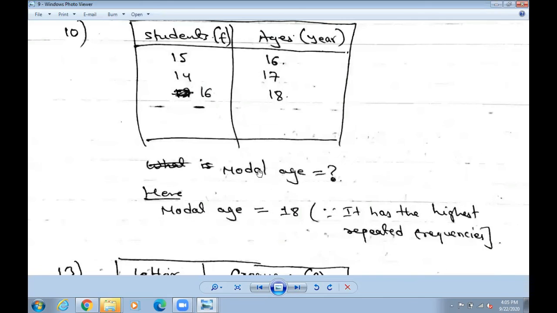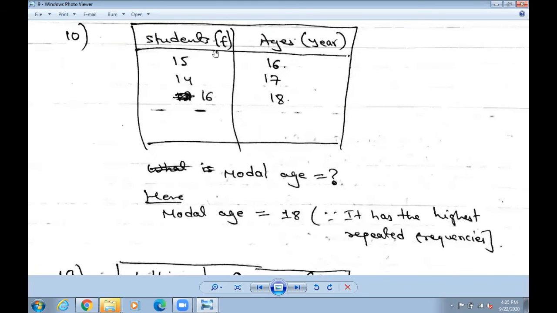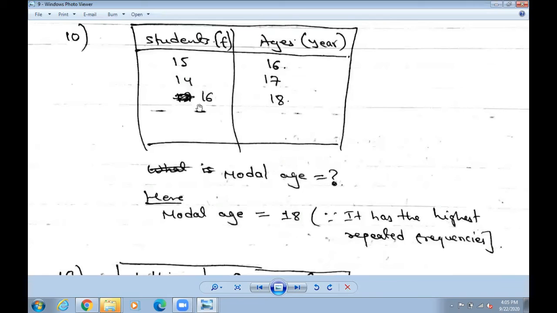So what is the modal age? The modal age is 18. Why is it 18? Because which one is the highest repeated frequency? Here we have written frequency in the front, and x is written behind. Is that okay or not? So which one is the highest repeated? 16 is the highest repeated. So what is our answer? 18 is the answer.